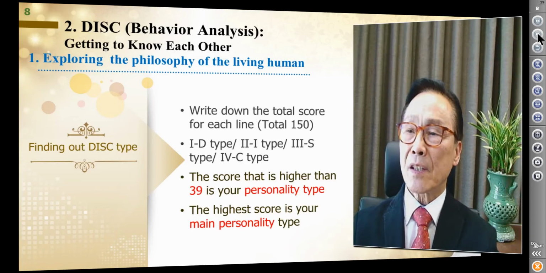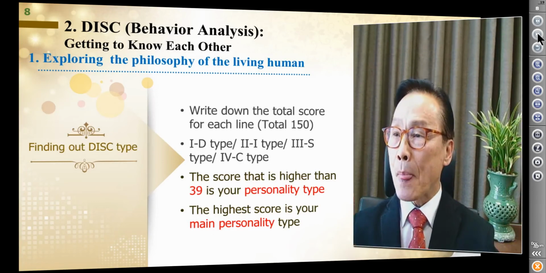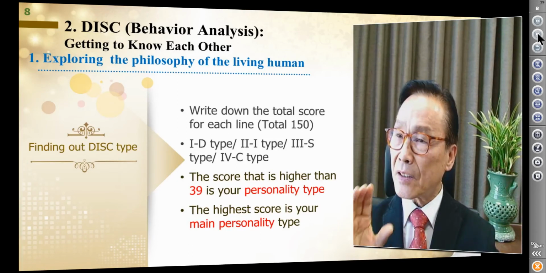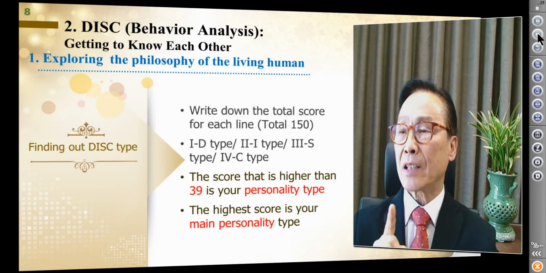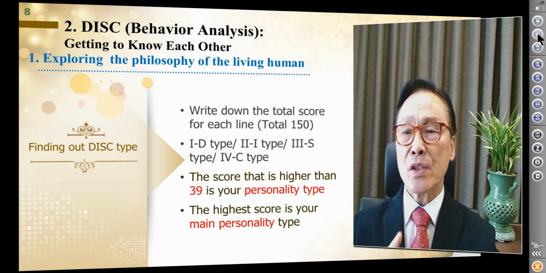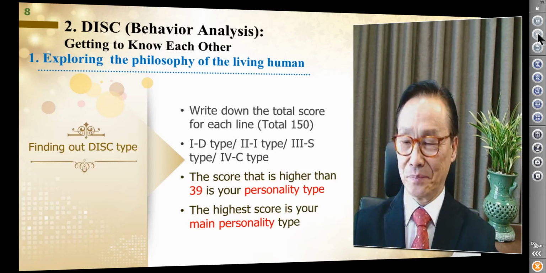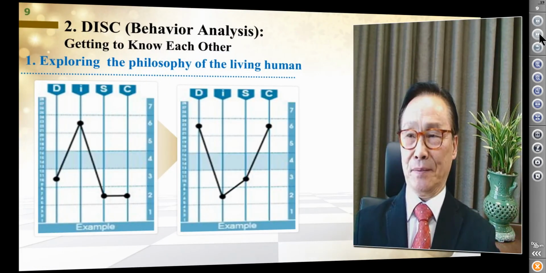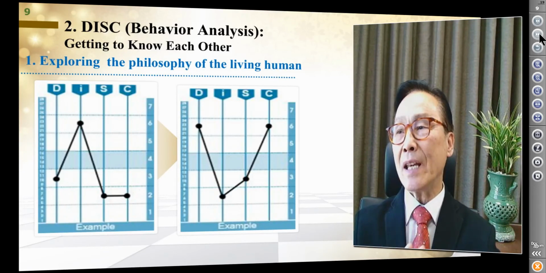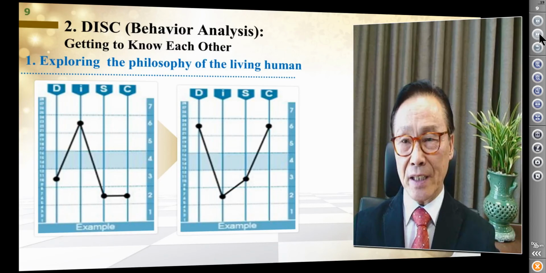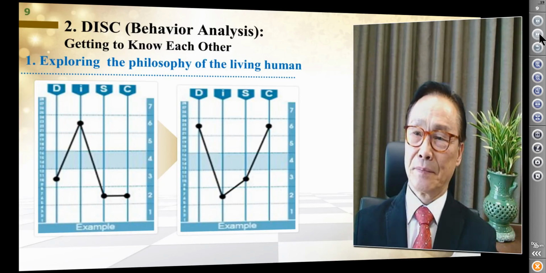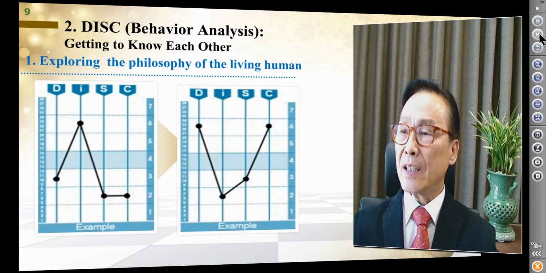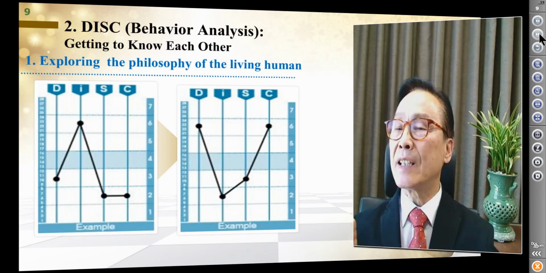A score of 39 or more is your personality type. The highest score is your main personality type. The graph can be an example. When looking at the two highest scores, the first is seen as an ID type, and as in the second table, it is understood as a DC type.